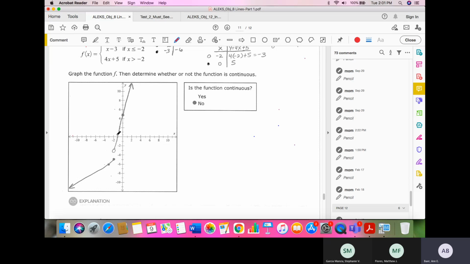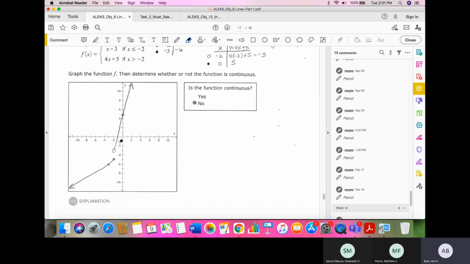Now we can't go this direction because if we did, we'd cross that part of the graph. And that would violate the vertical line test for a function, and we have a function. We have to go this direction now because that's the only other direction we can go. So we go in that direction.